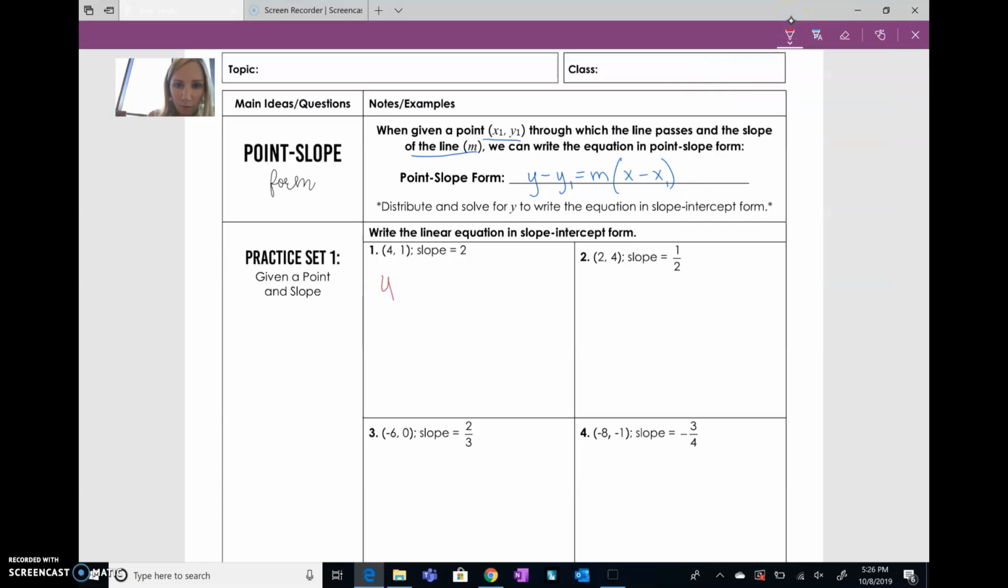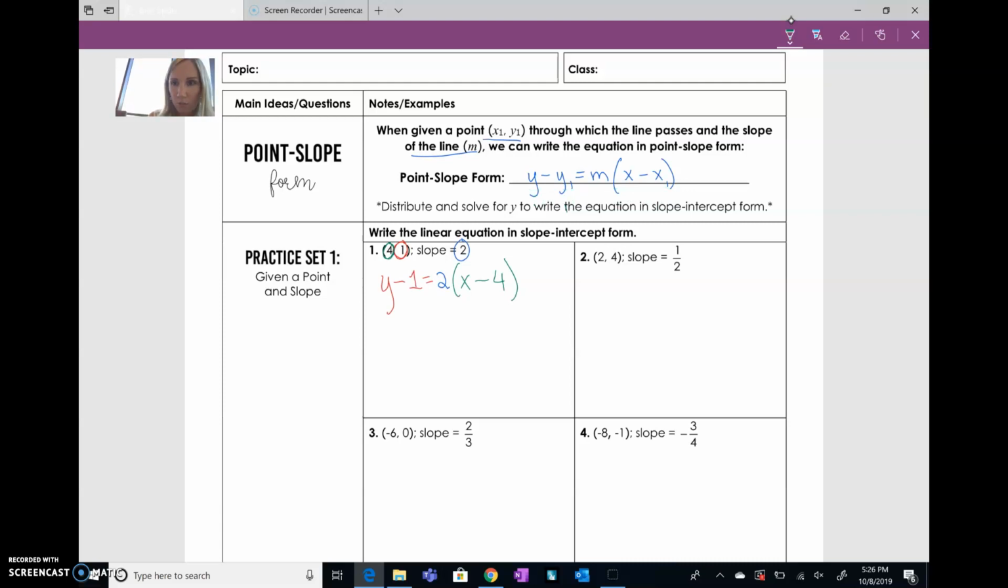So you always put y minus your y value, which is 1. And then let me change colors. So the slope is 2, so you put a 2. And then in parentheses, x minus your x value. The reason this works is because this is basically the slope formula. If you divide both sides by x minus x1, you get y minus y1 over x minus x1, which is the slope formula. So that's why this works.